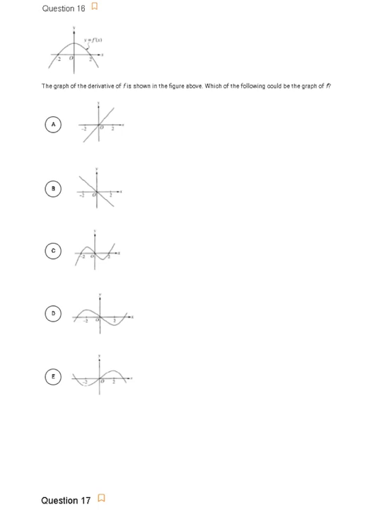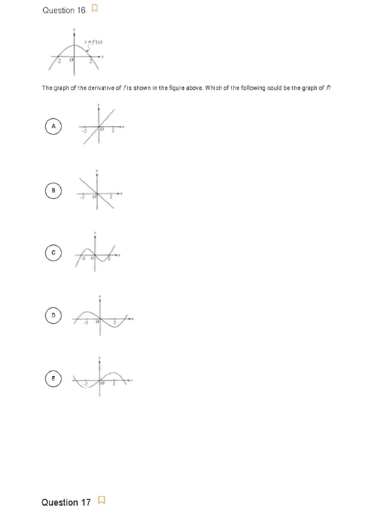Okay, number 16. The graph of the derivative is shown. That is the derivative. All right, guys. So here you have the derivative is negative. That means that the function f starts off decreasing.